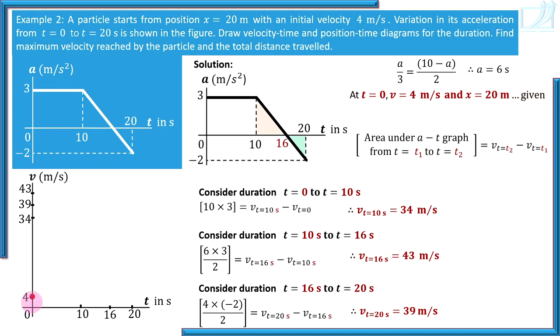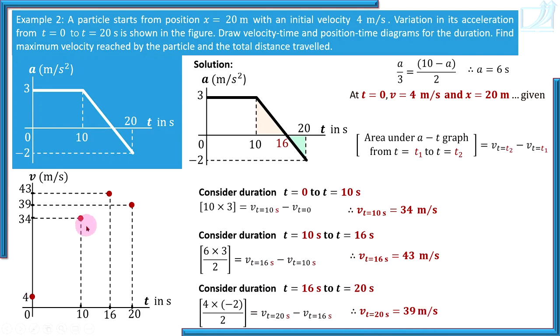Now plot the points. This is the first point. At t equal to 0, velocity is 4 meters per second. That is given. Now at t equal to 10 seconds, velocity is 34 meters per second. So this is how we have marked that point. Then at t equal to 16 seconds, velocity is 43 meters per second, so here we have marked a point on the VT diagram. And at t equal to 20, velocity is 39 meters per second. So this is how I have marked it here.